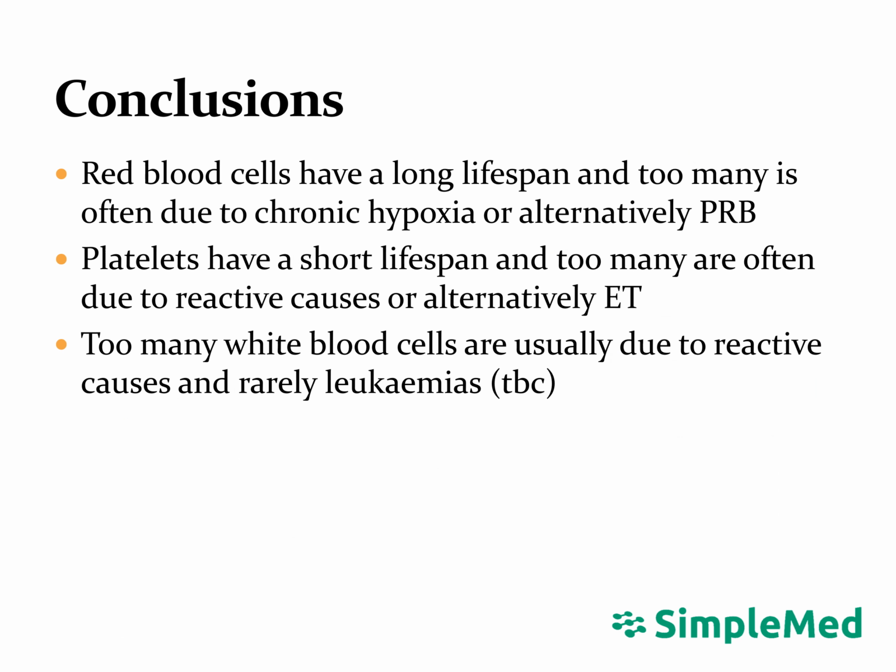In this short lecture, we have briefly discussed that white blood cells have a long lifespan, and too many can be a normal response to chronic hypoxia, or alternatively be due to myeloproliferative conditions. And similarly, platelets have a short lifespan, and having too many is usually due to a reactive cause like physiological stress. Too many white blood cells, similarly, are due to reactive causes and rarely leukemias. We haven't covered leukemias today, but in the next series of lectures we're going to start talking about leukemias, lymphomas, and myelomas, so stay tuned for further episodes.